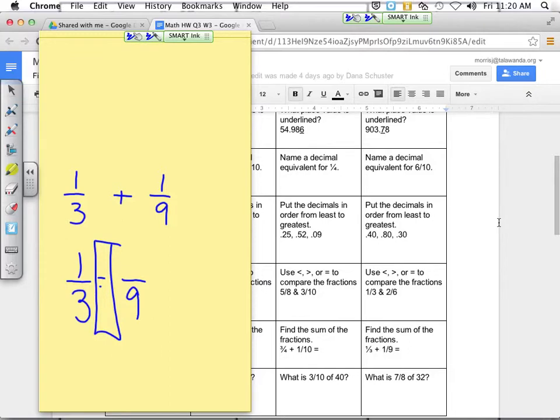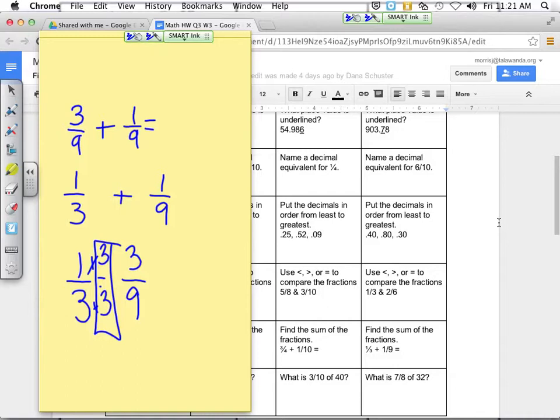Good. So we're going to multiply by 3 over 3. 3 times 3 is 9. 1 times 3 is 3. So now I can add them together. I have 3 ninths plus 1 ninth equals, Hunter? 4 ninths.